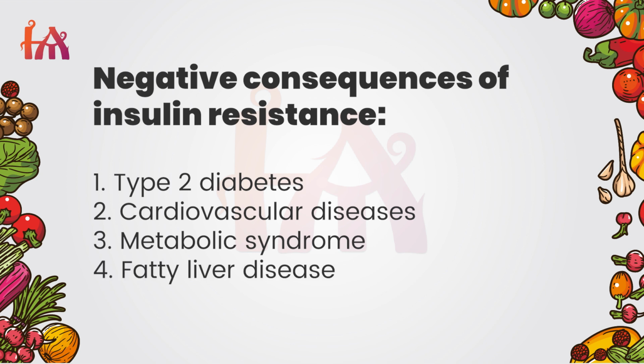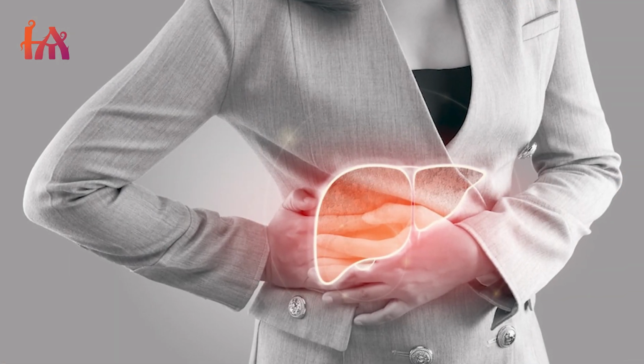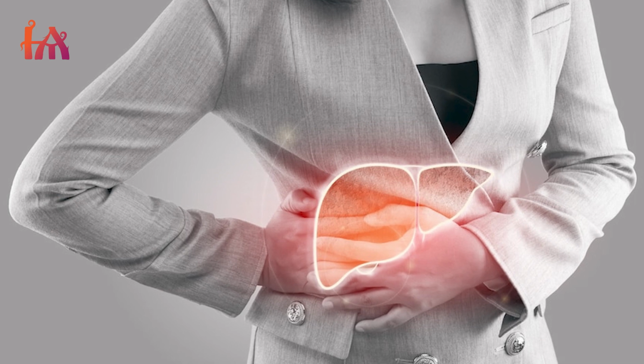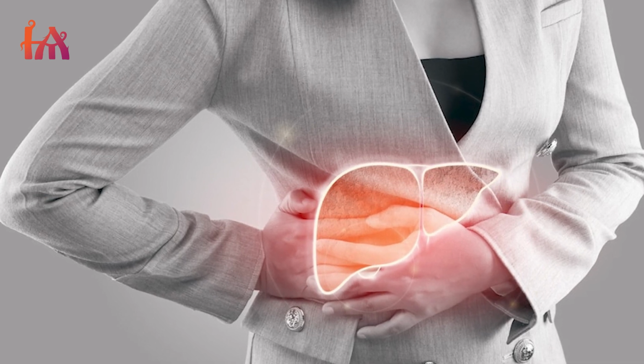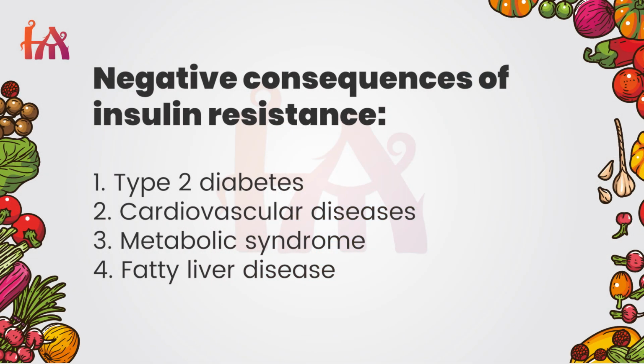4. Fatty liver disease. Insulin resistance can also trigger the accumulation of fat in the liver, resulting in a condition known as fatty liver disease. Over time, fatty liver can progress to more severe conditions such as non-alcoholic steatohepatitis and cirrhosis.